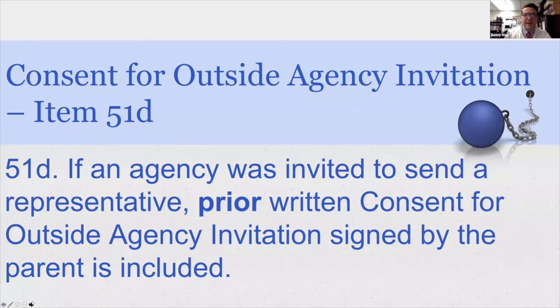The consent for outside agency is 51D, the item there. If an agency was invited to send a representative, prior written consent for the outside agency invitation signed by the parent is included. So what we can say about that is that we want to make sure that when we generate the ARC notice, we have this individual consent.